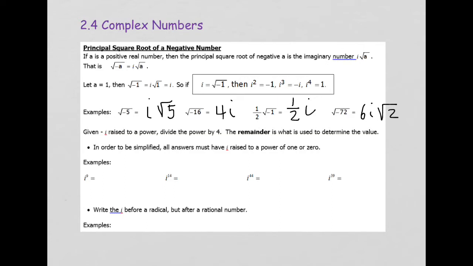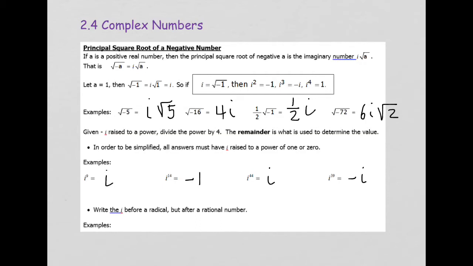Given i raised to a power, divide the power by 4. The remainder is what is used to determine the value. In order to be simplified, all answers must have i raised to a power of 1 or 0. Examples. i to the 9th is i. i to the 14th is negative 1. i to the 44th is 1, and i to the 39th is negative i. Again, we divided each one of the exponents by 4 and then counted through to how many were left.